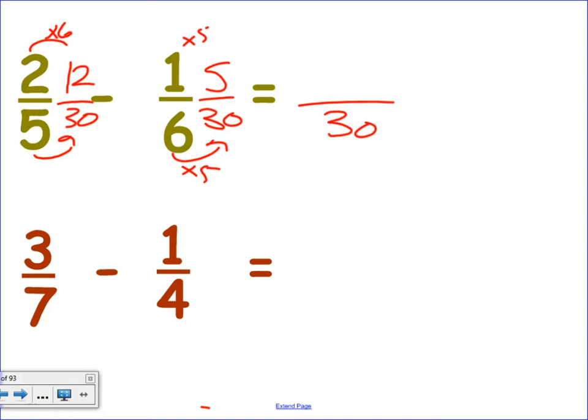8 over 30, oh. I did so well to that point. That was brilliant.